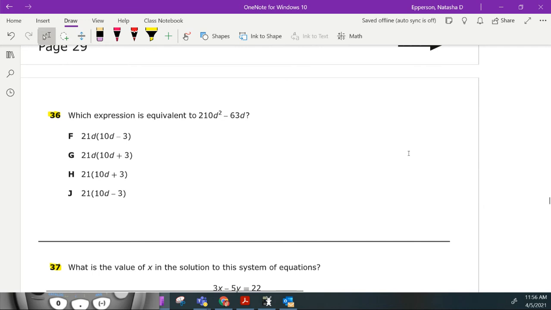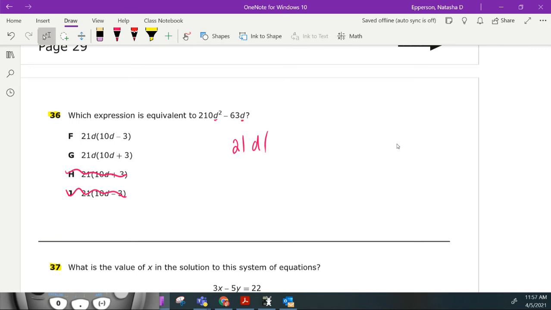Number 36, which expression is equivalent to 210d squared minus 63d? All right, I'm going to use my answer choices. Think about this. I know I'm going to take out a d of both of these because d is present in both terms. So that's going to eliminate H, and that's going to eliminate J because they didn't take out d. Both F and G have 21d as my coefficient, okay?